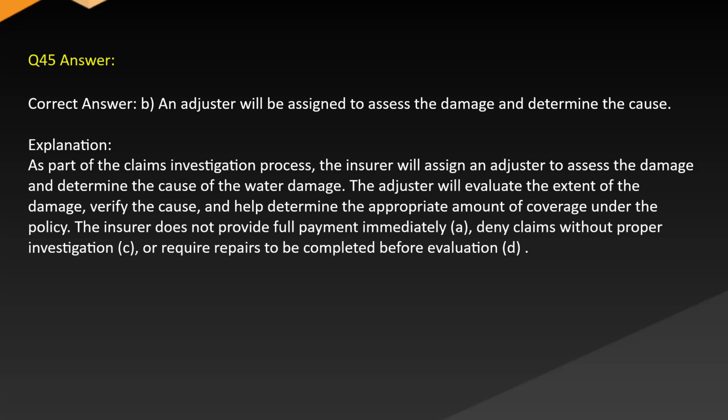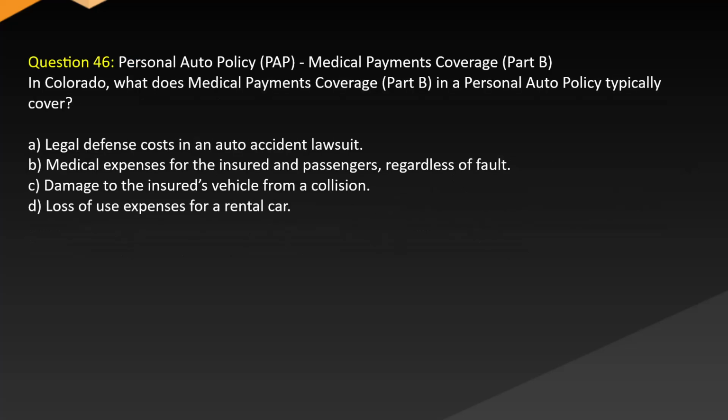Explanation: as part of the claims investigation process, the insurer will assign an adjuster to assess the damage and determine the cause of the water damage. The adjuster will evaluate the extent of the damage, verify the cause, and help determine the appropriate amount of coverage under the policy. The insurer does not provide full payment immediately, deny claims without proper investigation, C, or require repairs to be completed before evaluation, D. Question 46. Personal auto policy, PAP.